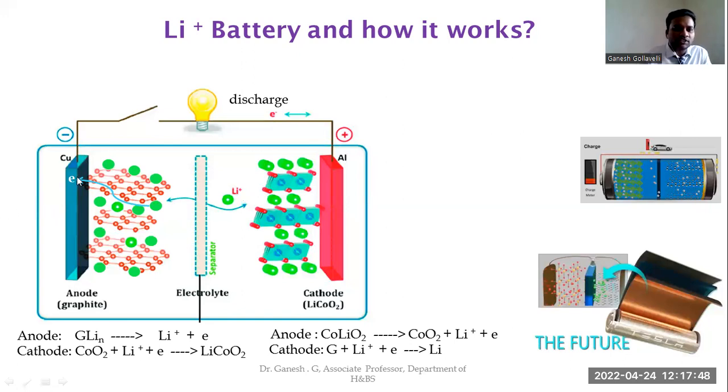And here these electrons would just travel through the external circuit and reach the cathode. The electrons are reaching the cathode. So here the Li+ ions would move from anode to the cathode, and again the lithium would take this electron, and that will convert into lithium cobalt oxide.